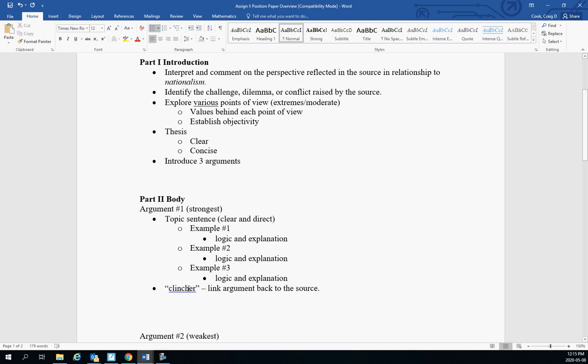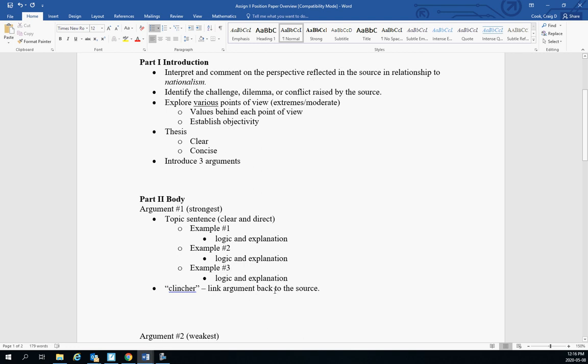Thusly, it becomes obvious the source is correct in its assertion that blah, blah, blah. Always link your clincher back to your source. And at least once in each argument, you want to quote the source, and I'll show you how to do that in a few minutes.